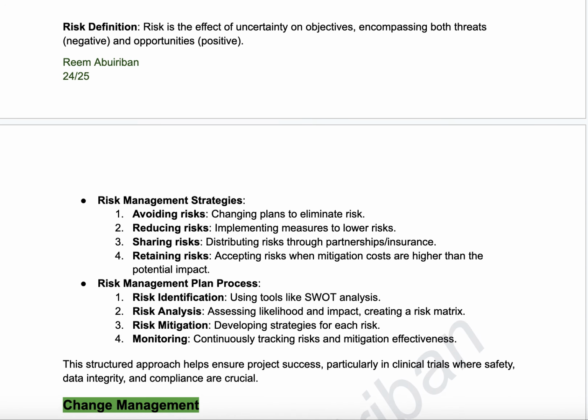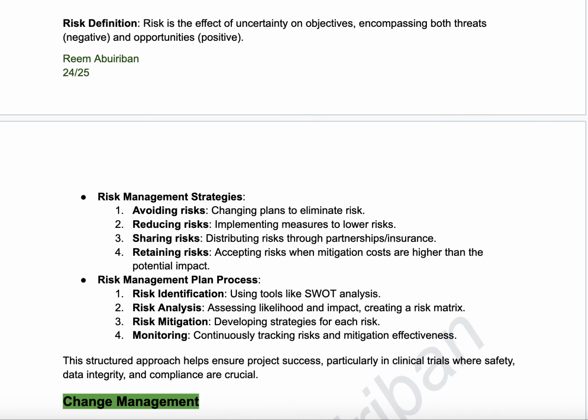Risk planning. Risk is the effect of uncertainty on objectives, encompassing both threats, negatives, and opportunities, positives. Risk management strategies: avoiding risk, changing plans to eliminate the risk; reducing risk, implementing measures to lower the risk; sharing risk, distributing risk through partnership or insurance; retaining risk, accepting risk when mitigation costs are higher than the potential impact.